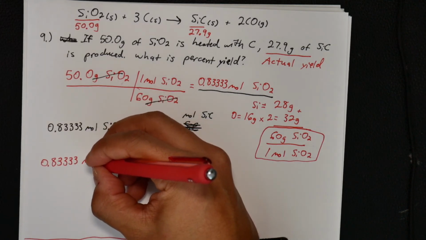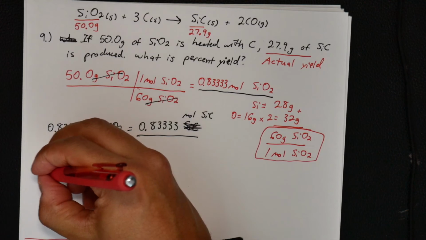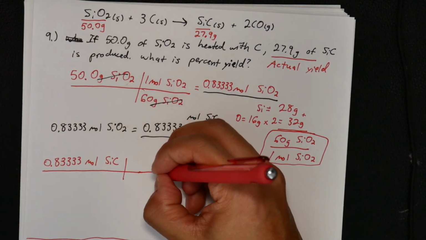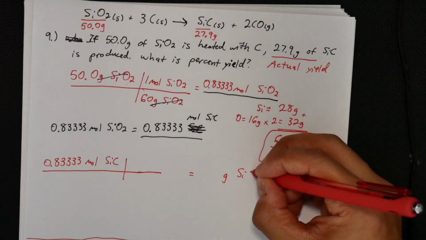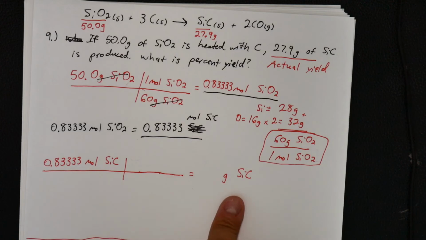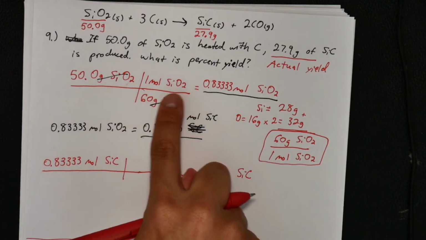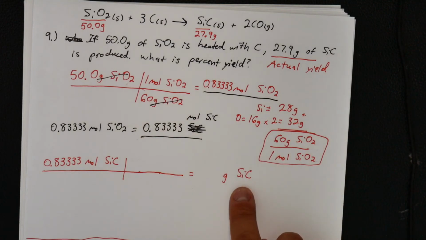Okay, so we're going to take 0.83333 moles of silicon carbide, and we're going to convert that into grams of silicon carbide, so we can compare. To do this, of course, we are going to need to know the molar mass, just like here. To go from grams to moles, you need to know the molar mass of the material. So we're going to need to add some numbers.